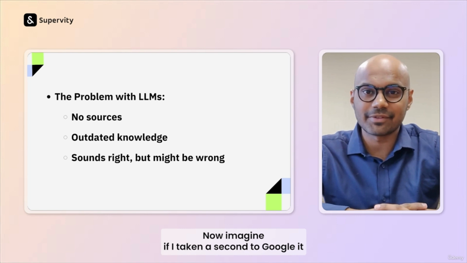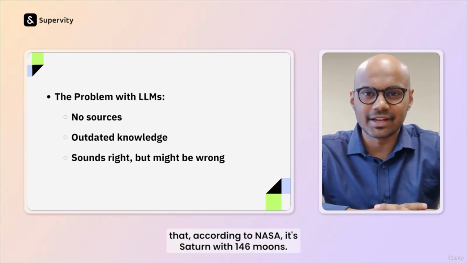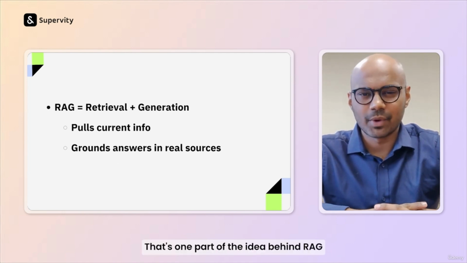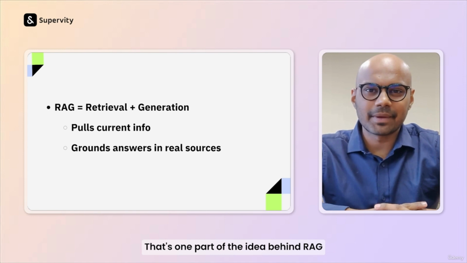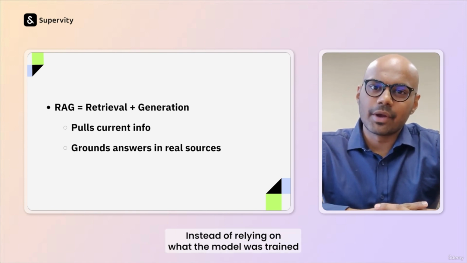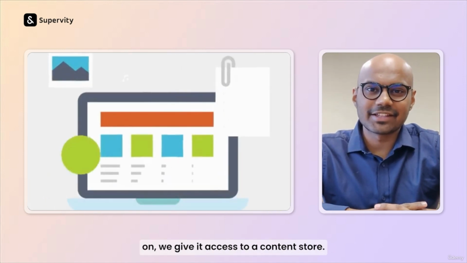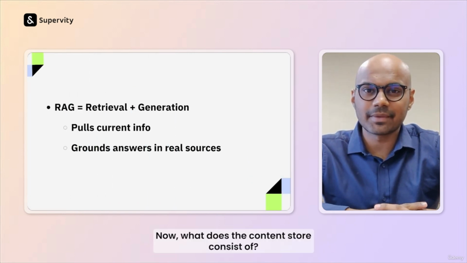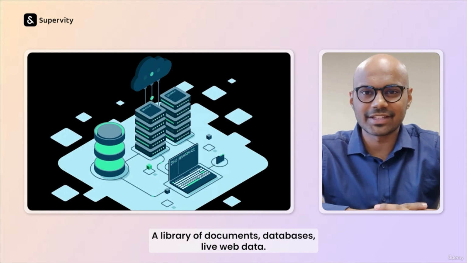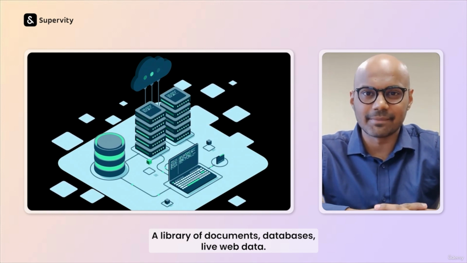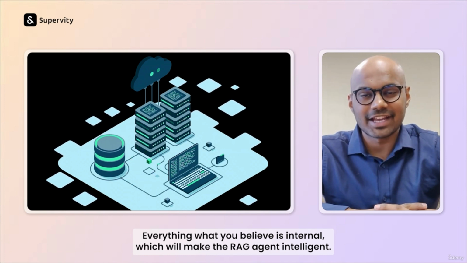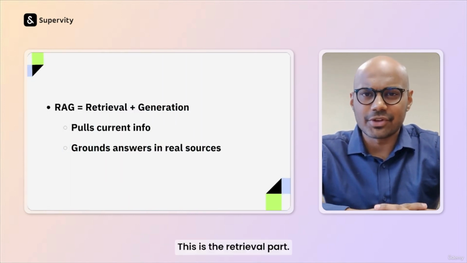Now imagine if I'd taken a second to Google it, that according to NASA, it's Saturn with 146 moons, I would have gotten an updated answer. That's one part of the idea behind RAG. Instead of relying on what the model was trained on, we give it access to a content store. Now, what does the content store consist of? A library of documents, databases, live web data, everything you believe is internal, which will make the RAG agent intelligent. This is the retrieval part.